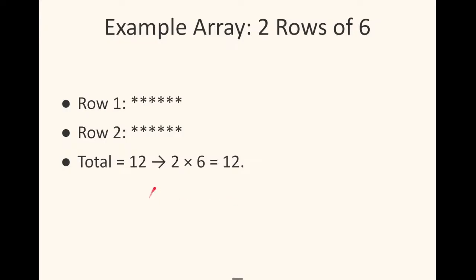So for example, this array has 2 rows and 6 items in each row. So instead of counting each star, we can just multiply the 2 rows by the 6 items, which can equal the equation 2 times 6, which has a product of 12. Arrays help us see multiplication without counting one by one.